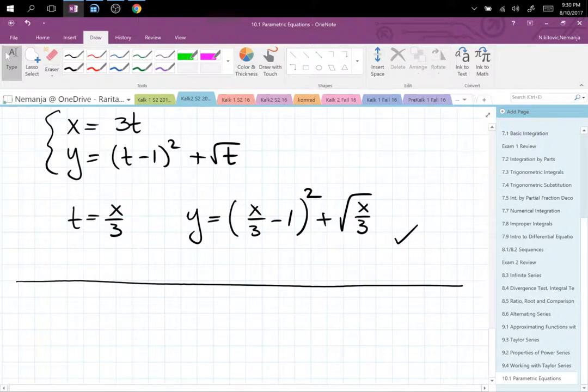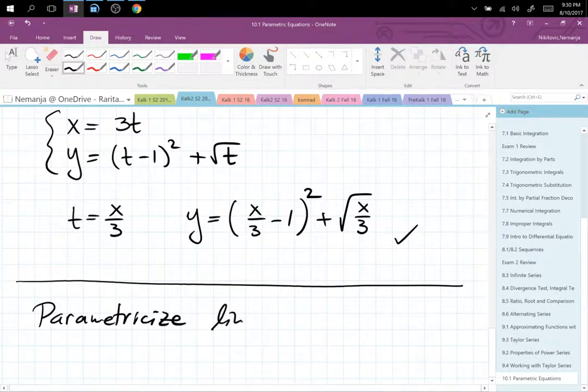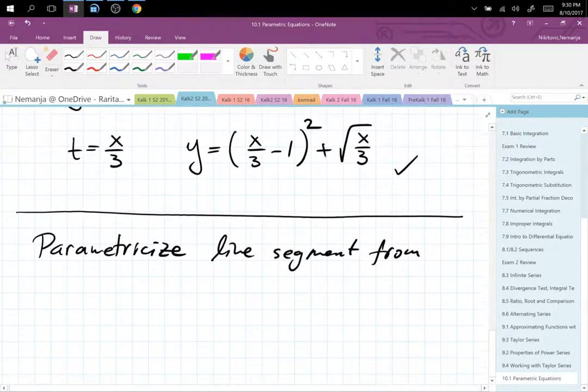The harder thing to do is to parametrize. When I give you the equation, you are supposed to come up with a parametric set. So let's say that you are supposed to parametrize a line segment from, let's say, (1, 1) to (5, 5).